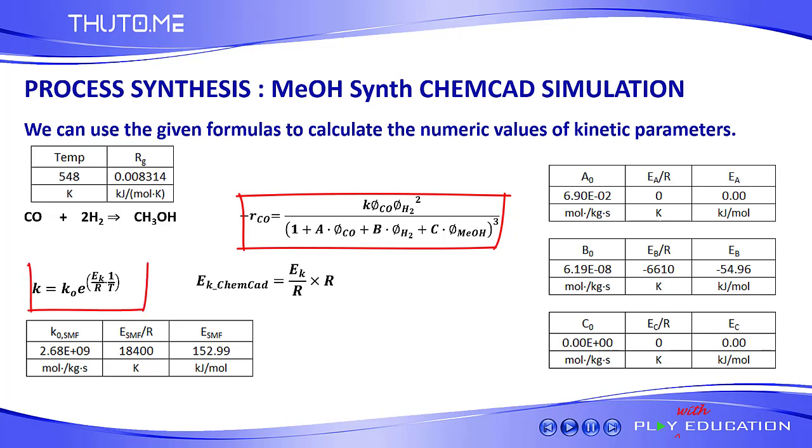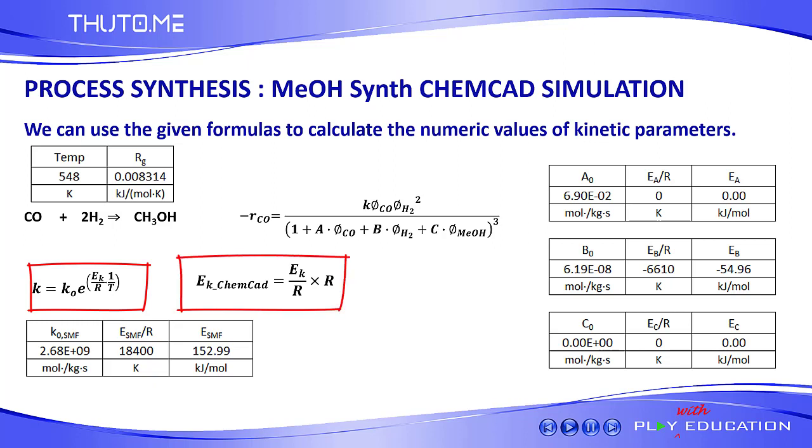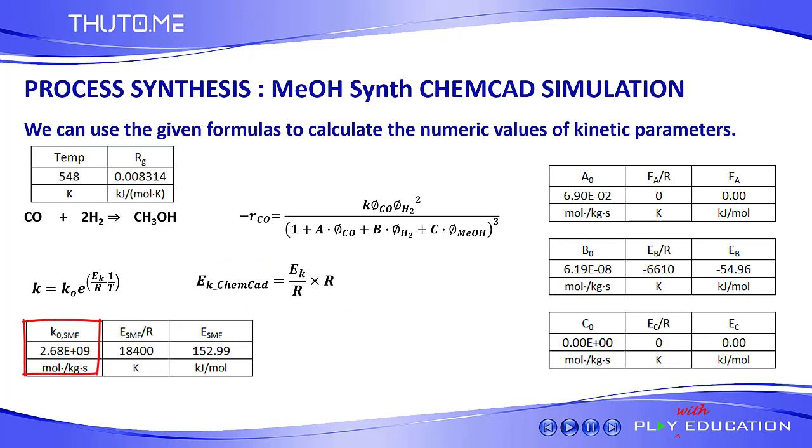The rate constant as a function of temperature is given as the rate constant multiplied by the exponential function of temperature. And we know that in the information that is given, we are given activation energy divided by R. In order to get activation energy, we need to multiply by R. The rate constant, which is the frequency factor, is given in the units moles per kilogram catalyst per second. And then what we need to do is multiply the ratio of activation energy to the ideal gas constant with the ideal gas constant to get the actual value of activation energy in kilojoule per mole.